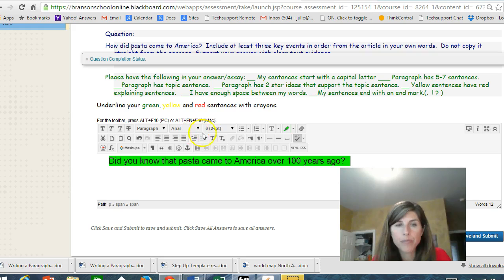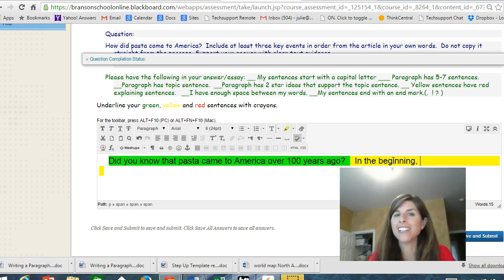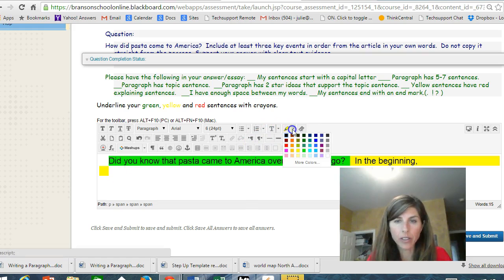And then you're going to write your reason, details, or facts. You're going to go to your passage, remember, and you're going to write. And you can use your time order words. You can say, in the beginning. Remember, that was another time order word. If you're just starting out writing these types of sentences, you can write first. In the beginning, it tells you one of the reasons, or one fact about how pasta came to America. And then I'm going to explain that a little bit in my red sentence.